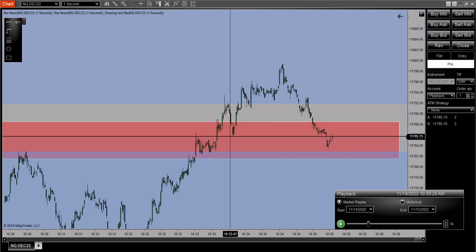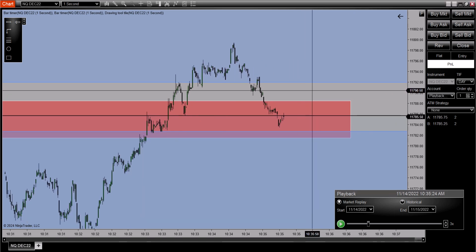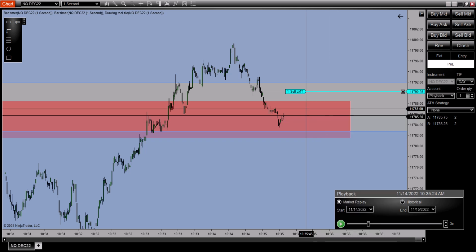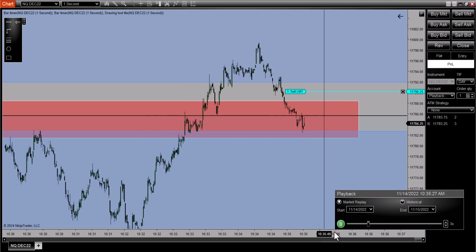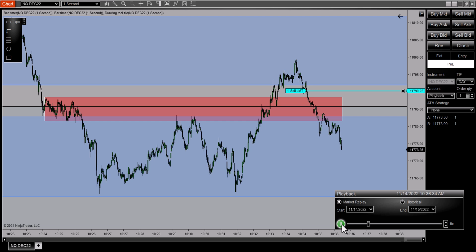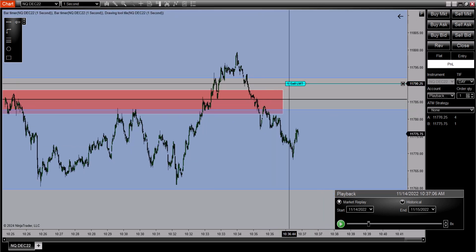Now we have this range to work with, and we have this SNDR. So this could be a nice trade to the downside. All right, so let's put this limit here and see if price is going to tap us in. All right, so as you can see, price didn't tap us in.